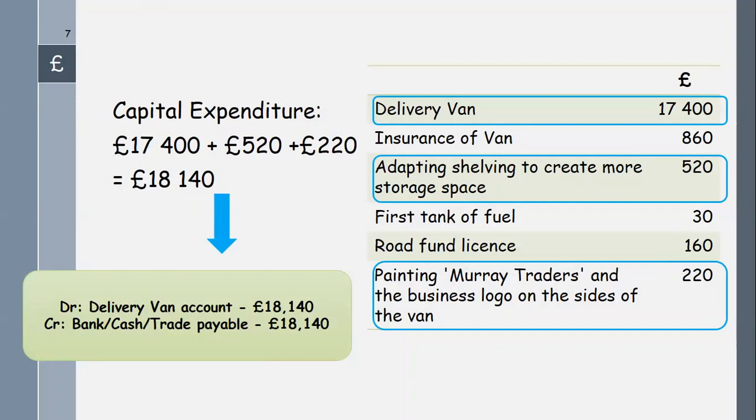So you would debit the delivery van by that amount of money, and then you would credit either the cash, the bank, or the trade payable, however you're getting the funds to pay for it. On your statement of financial position, you would list 18,140 as the cost price for the delivery van, not just the 17,400, the total.